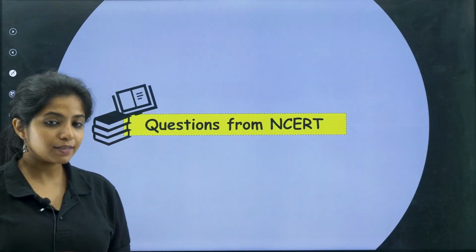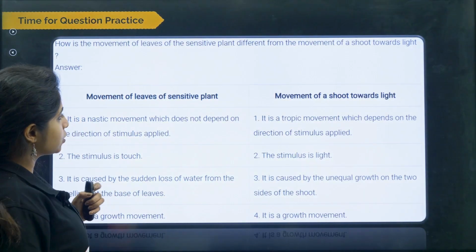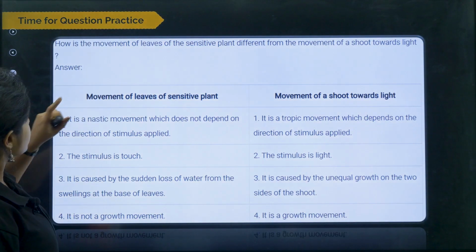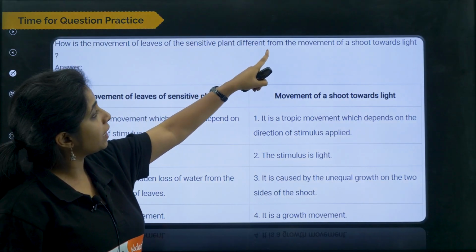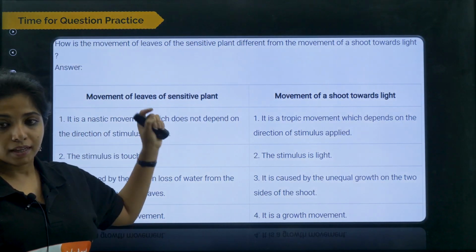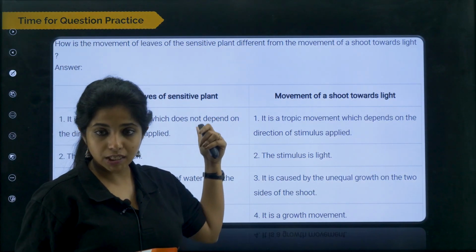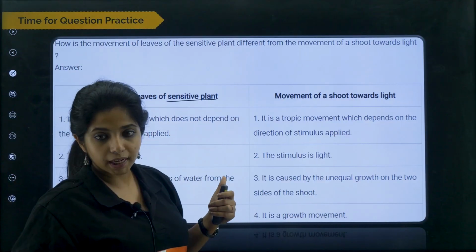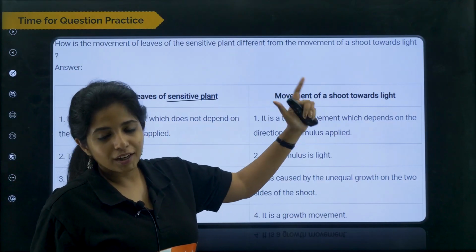but we have to solve certain questions from the NCERT, and I have given the answer also, so it will be easy for you. First question, how is the movement of leaves of sensitive plant different from the movement of shoot towards the light? This is what? Nastic movement. Sensitive plant, as in you're talking about touch me not plant. That is a nastic movement. That is what? A tropic movement.